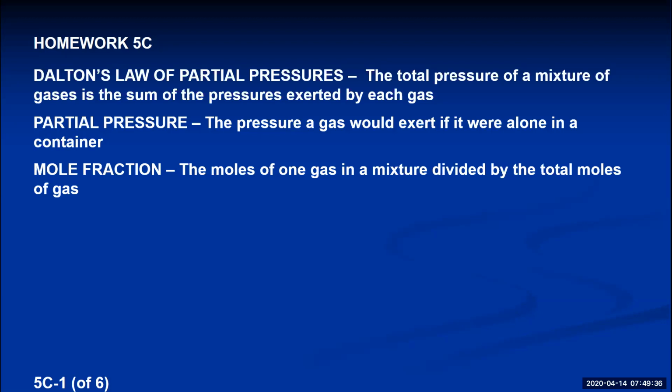Number 1, calculate the volume of oxygen gas that can be produced at 30 degrees Celsius and 725 torr from the complete decomposition of 4.10 grams of mercury(II) oxide.